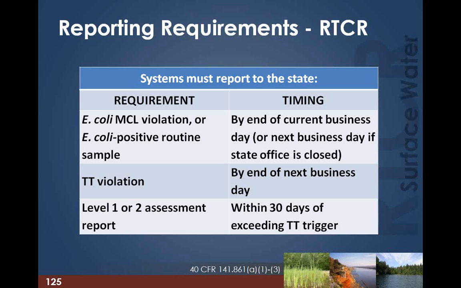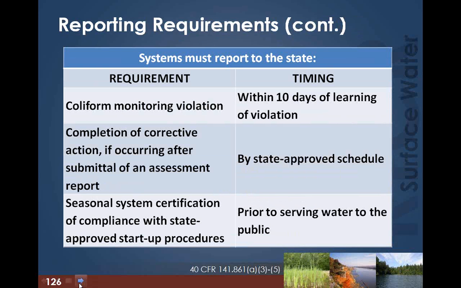Anything having to do with treatment technique violations for coliform must be reported by the end of the following business day. And level 1 or level 2 assessment reports within 30 days of exceeding the treatment technique trigger. When it comes to the coliform monitoring violations, it must be reported within 10 days of learning of the violation. Notification of completion of corrective action is completed after the submittal of the assessment report, 30 days from exceeding the trigger, and according to the state-approved schedule.